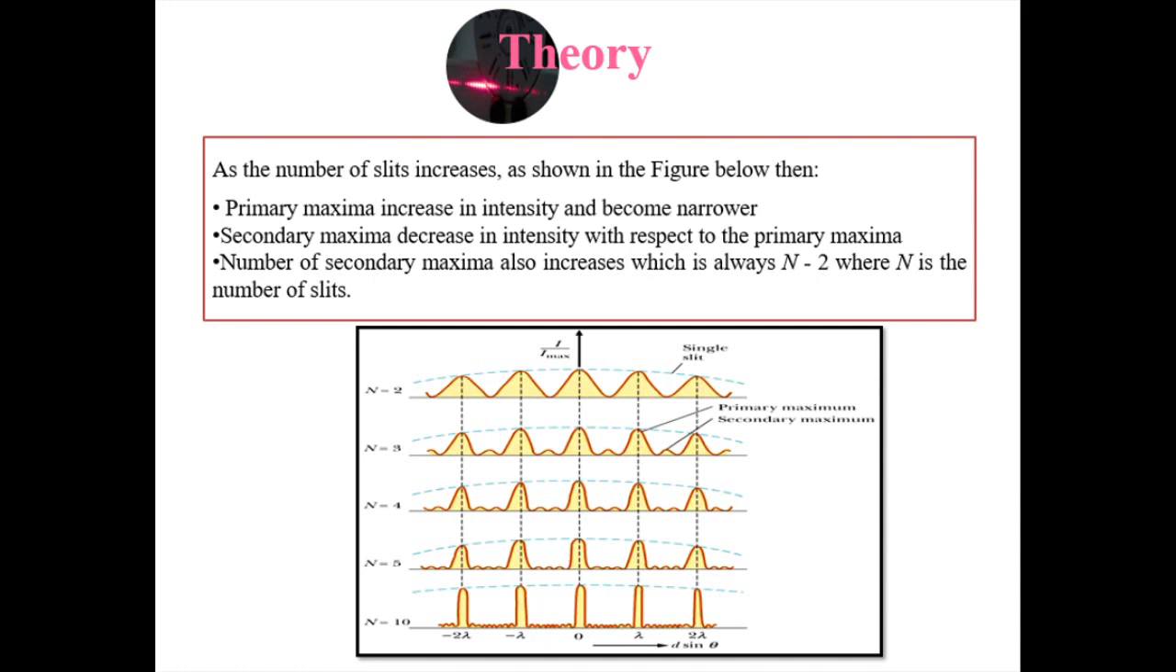As the number of slits increases, as shown in the figure below, the primary maxima increase in intensity and become narrower. Secondary maxima decrease in intensity with respect to the primary maxima. The number of secondary maxima also increases, which is always n minus 2, where n is the number of slits.